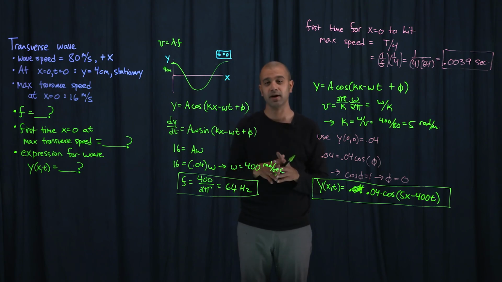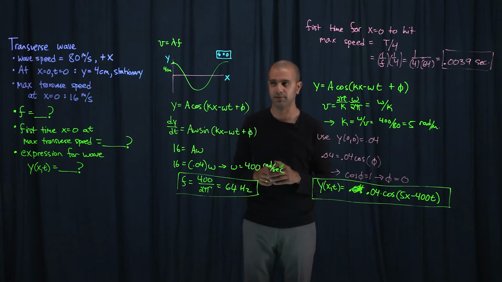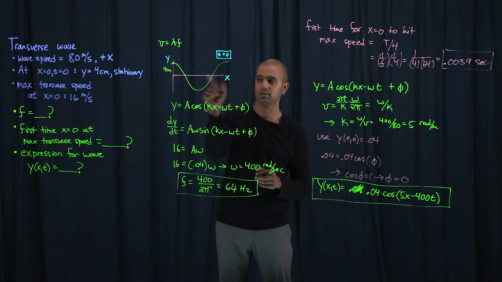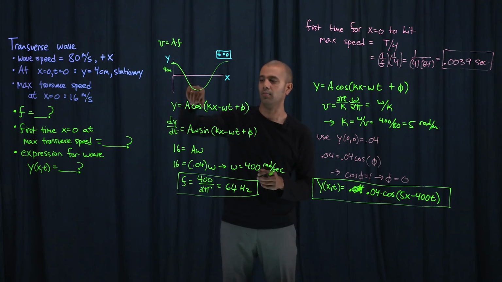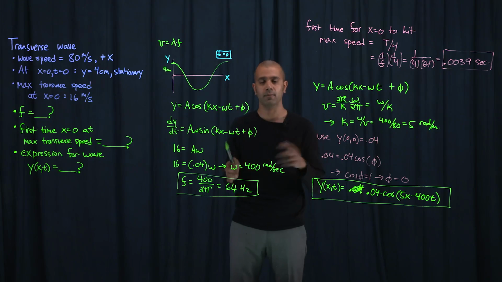So I want a history graph of the position and the velocity of x equals 0. You should have 2 graphs whose x-axis is t, and this axis is y. One should be for displacement, and one should be for the transverse velocity, both for the x equals 0 portion of this wave. Give that a go, and we'll come back and just finish up the problem.